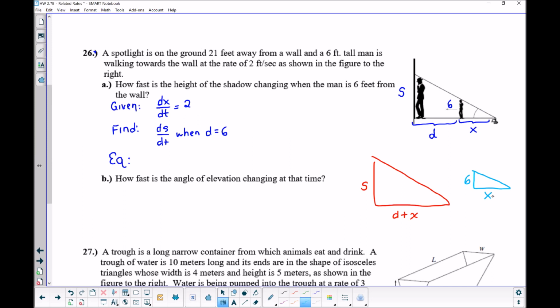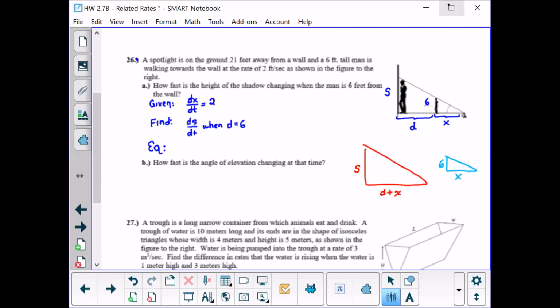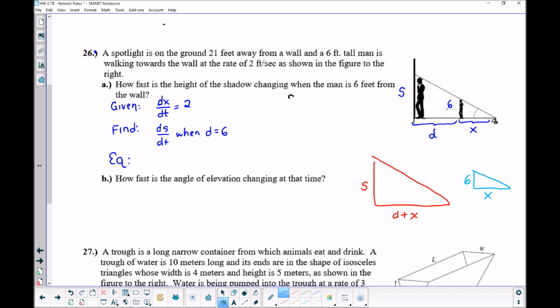At which point I can set up a variety of similar triangle proportions, at least 3 of which seem kind of common. Let's go with this one: the big vertical side over the big horizontal side. We're dealing with the big triangle first. Now we're going to stick to the vertical side of the small over the horizontal side of the small. If we cross multiply, S times X equals 6D plus 6X.